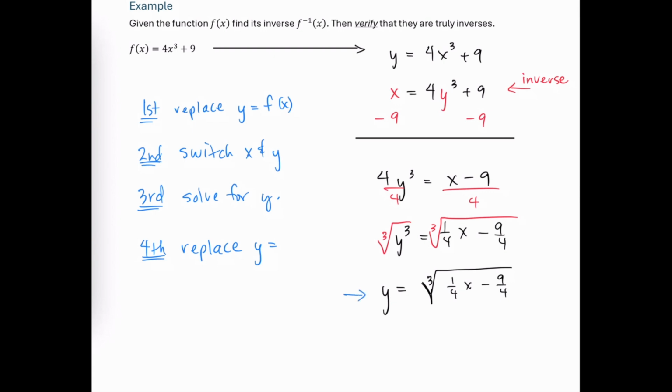Now that we've got it completely solved for y, we can rewrite this using functional notation. This is the inverse function, so we'll need to use f inverse here. The original function is f, and so this function that we found is the inverse of that f.